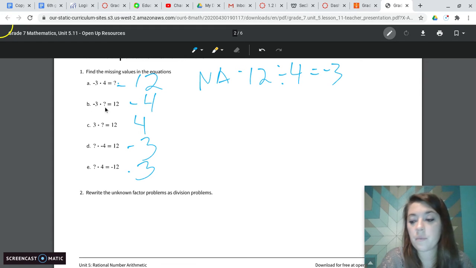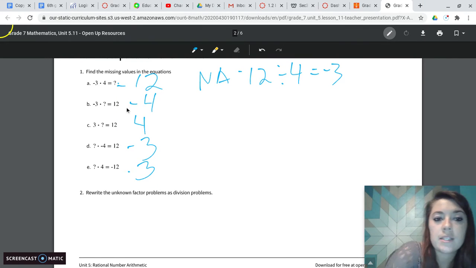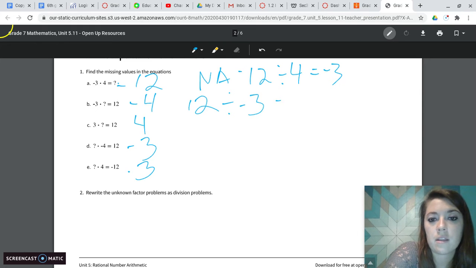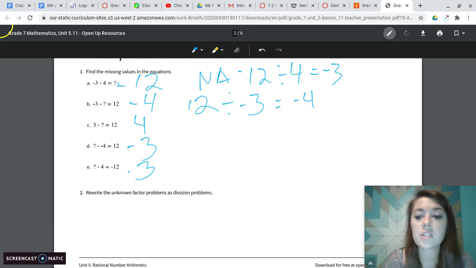All right, for B, we had the -3 times question mark equals 12. Our question mark was -4. So we're going to take what we had, 12 divided by -3 equals -4. So essentially what we're doing is we're not just writing division equations based off what we have there, because it's all the same problem. What we're really looking at is how we would go about solving this.